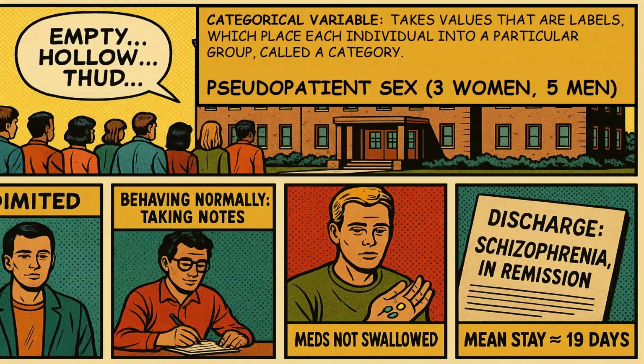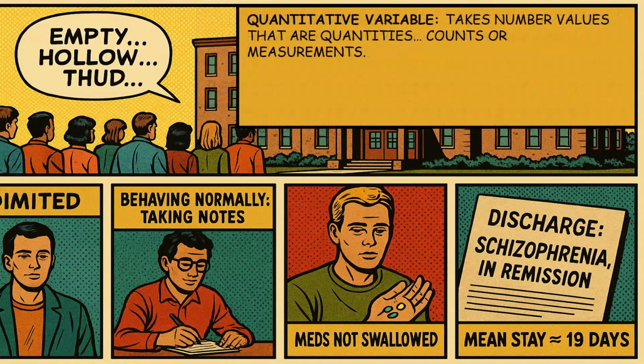All right, so that's the idea of a categorical variable where the values are labels, and those labels put individuals into categories. On the other hand, you can also have quantitative variables. And these are variables that take number values that are actual quantities, counts or measurements. And the important thing here is that these are number values that are quantities. So they can't just be numbers, they have to stand for amounts of something.